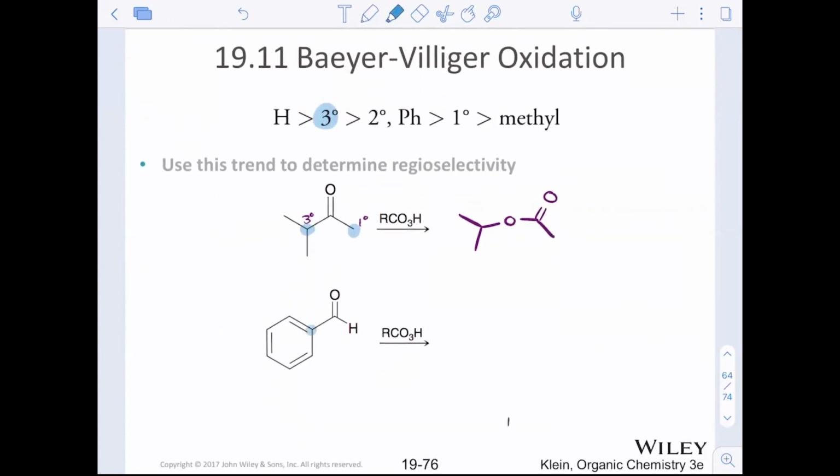Same thing, we have a phenyl versus a hydrogen. Hydrogen is most likely going to move. So this is a great way to make carboxylic acids from aldehydes. If you have an aldehyde, you're always going to make a carboxylic acid with the Baeyer-Villiger oxidation.